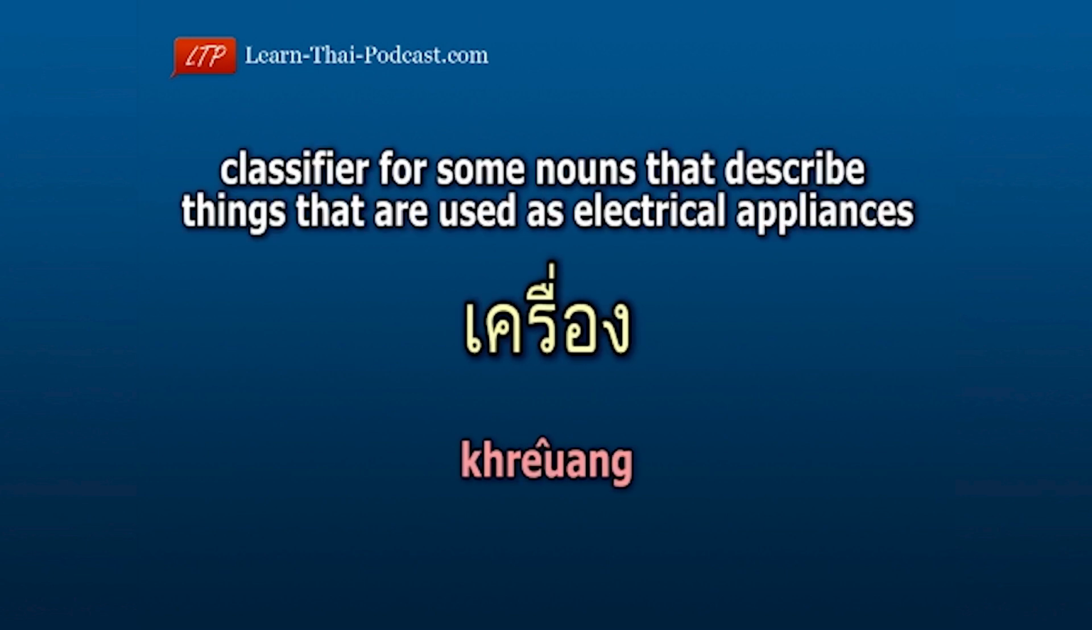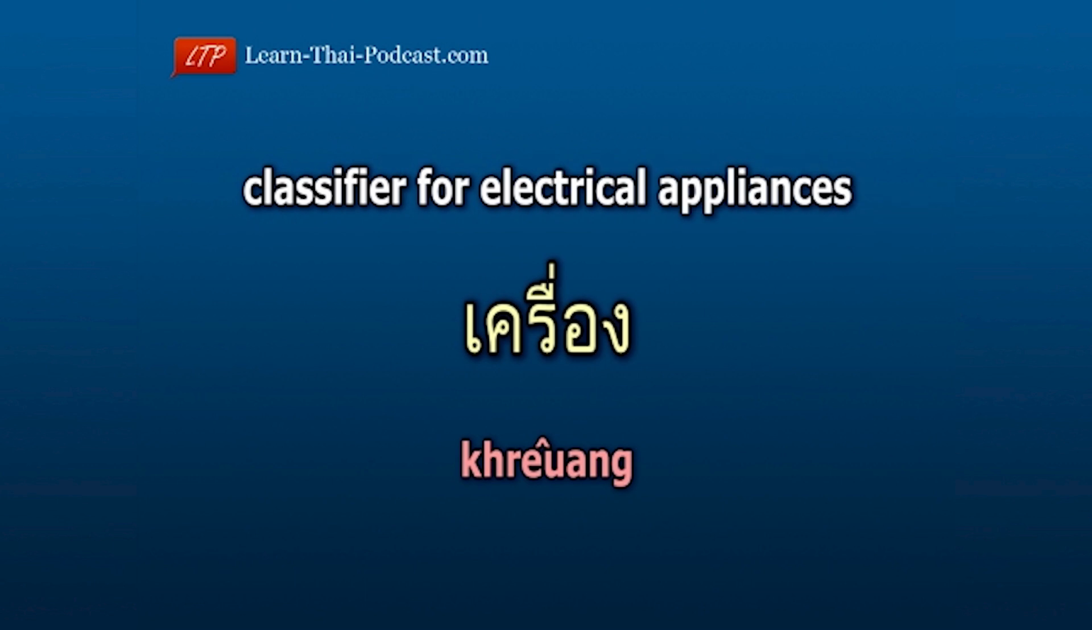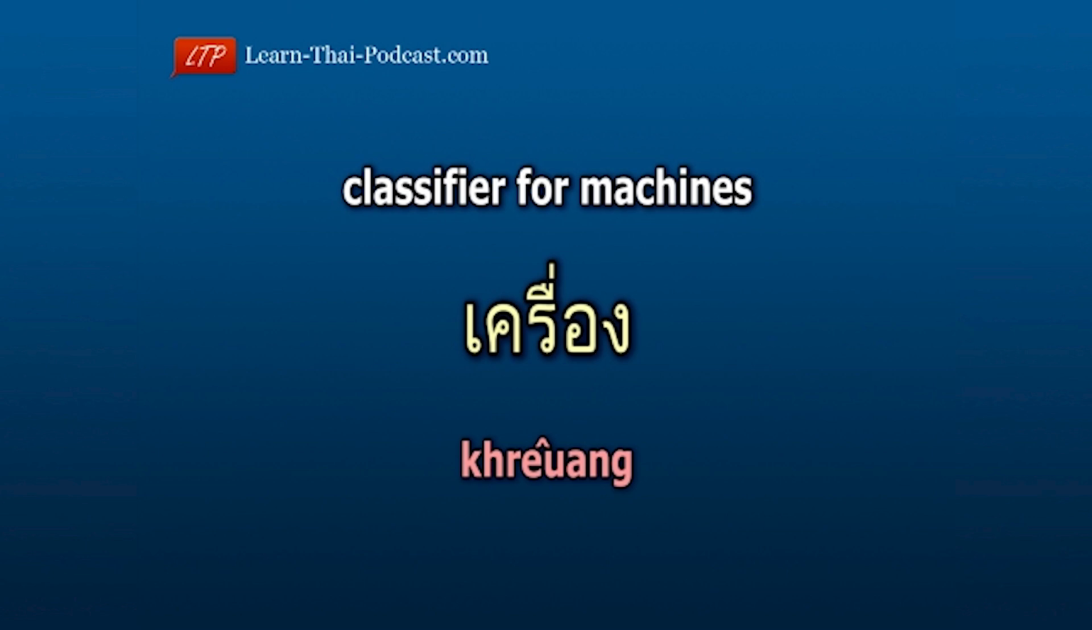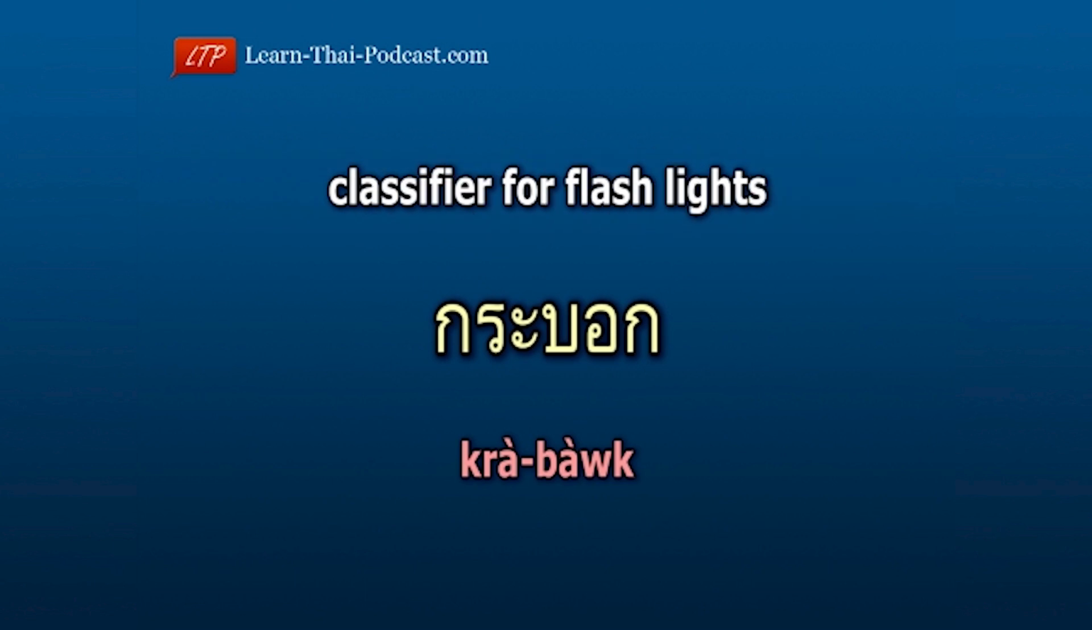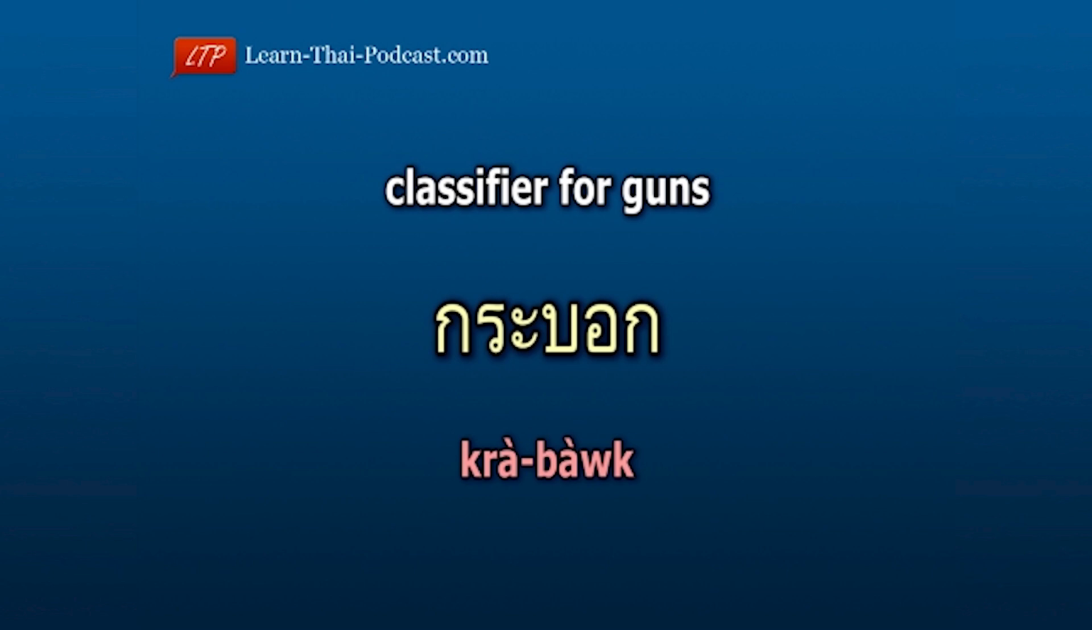Some nouns that describe things that are used as electrical appliances use the word เครื่อง as their classifier. For example, classifier for electrical appliance, เครื่อง. Classifier for machines, เครื่อง. Some nouns that describe things that have cylinder shapes use the word กระบอก as their classifier. For example, classifier for flashlights, กระบอก. Classifier for guns, กระบอก.